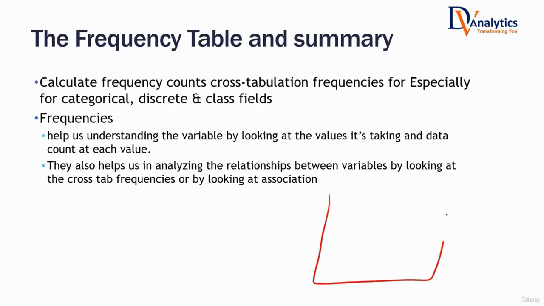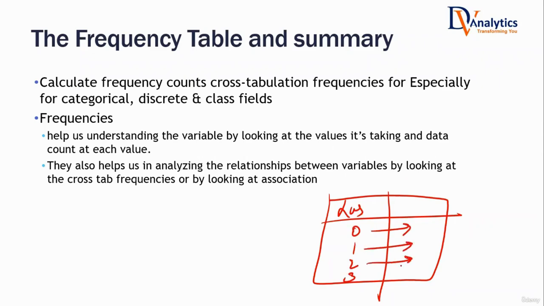If you are drawing a frequency table for a particular variable, you will have the different values taken by that variable. Let's say number of loans: 0, 1, 2, 3, and how many times 0 appeared, how many times 1 appeared, how many times 2 appeared, how many times 3 appeared. That is the repetition frequency or the count. By looking at this, if there are any values that this variable should not take, and how many times that is appearing, you will get to know.